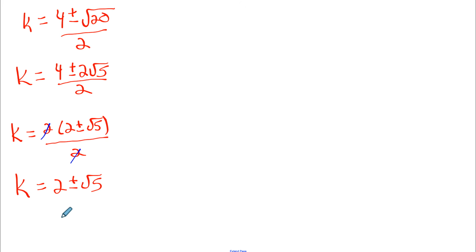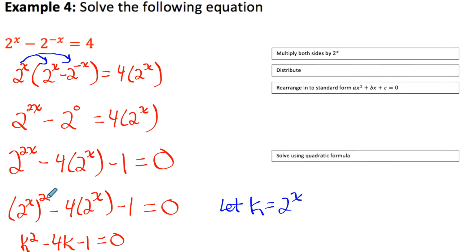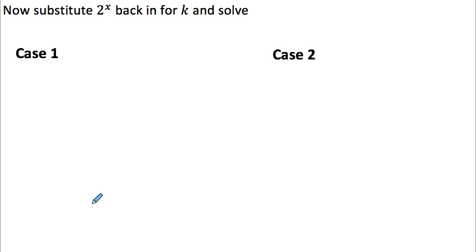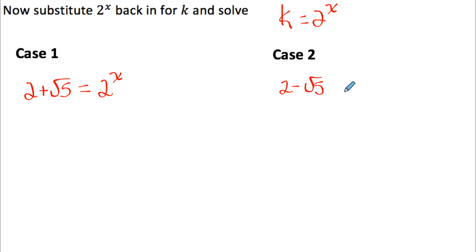And if in the original question we were trying to solve for k, we would be done. But actually, we're trying to solve for x. Oh, and we know that each k is actually a 2 to the x. That's why over here, I've said, okay, well now we have to substitute our answers for k back into that let statement, where we know k is equal to 2 to the x, right? So we have two cases where k is 2 plus root 5, and k is equal to 2 minus root 5. And now we solve both of these exponential equations for x.